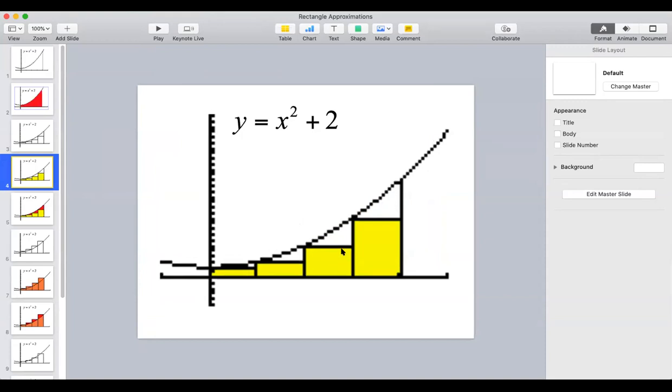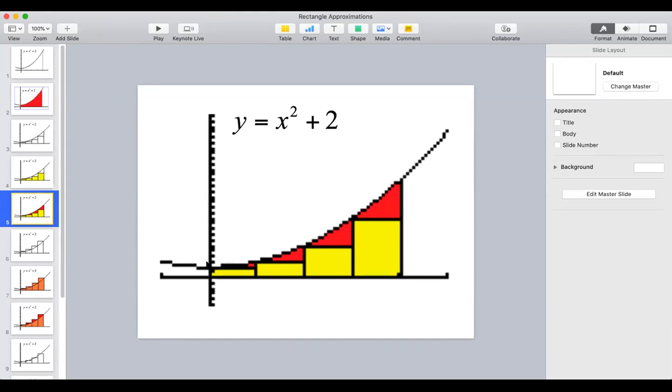This approximation, however, is not a very good approximation. It's going to be an underestimation because I'm left with this area in red here that is not accounted for by my approximation. This is called a left Riemann sum because the left side of my rectangle here, here, here, and here is on the curve. So this is a left Riemann sum.